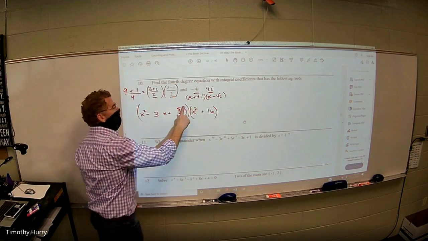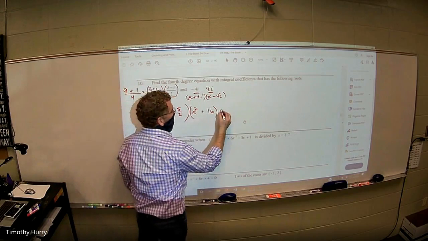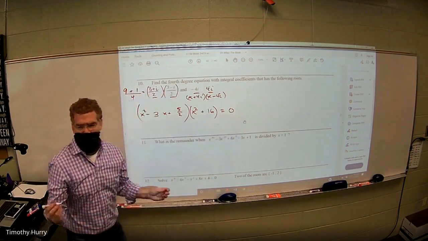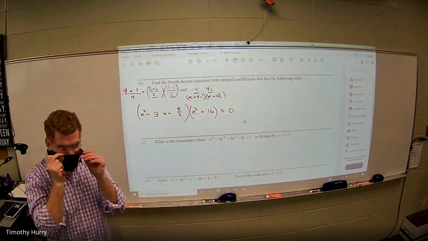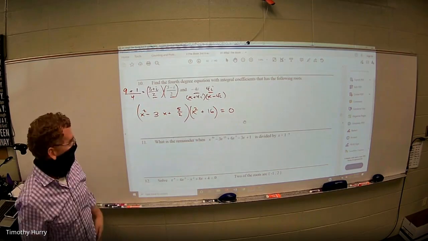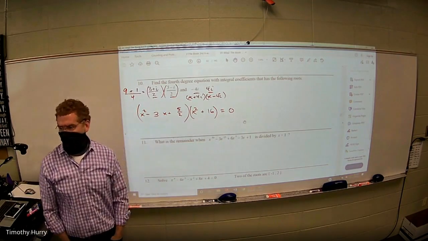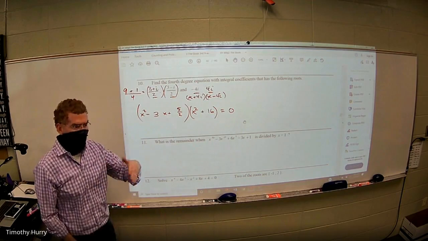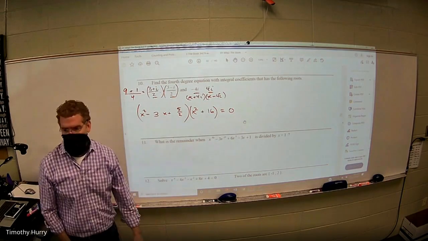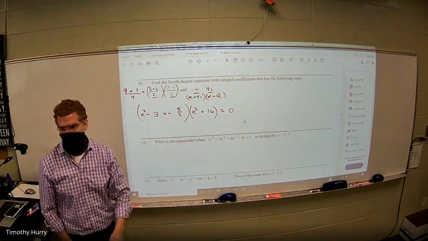So there is my first factor. There is my second factor. Set them equal to 0 and multiply them all the way out. Now, if I'm going to end up with integral coefficients, that 5 halves is not doing me any favors, is it? In fact, it's going to put fractions in at least 3 places. Can you clean this up right now before you even get started?